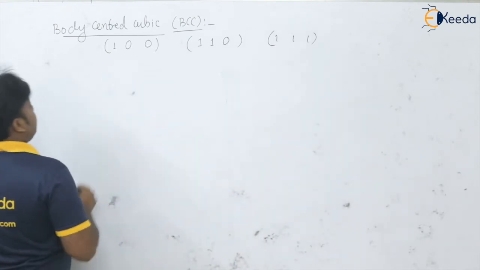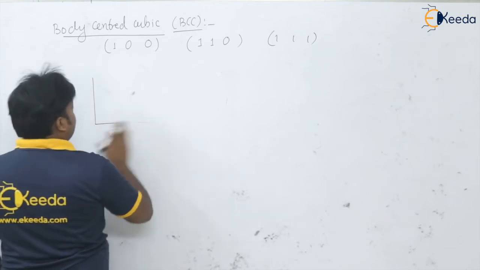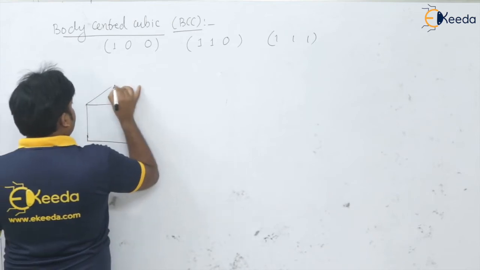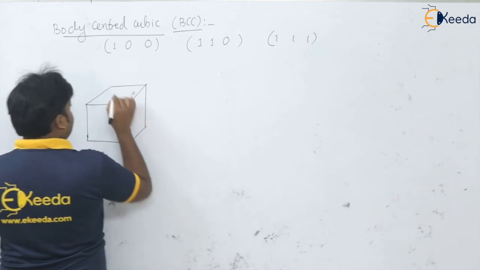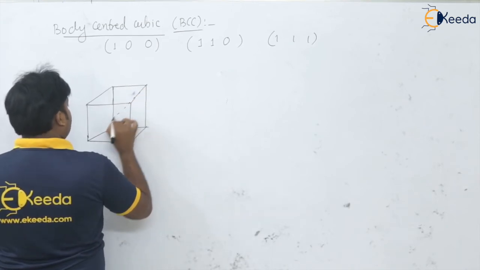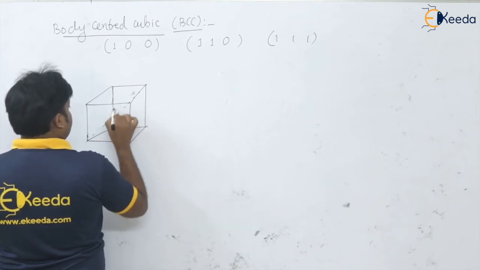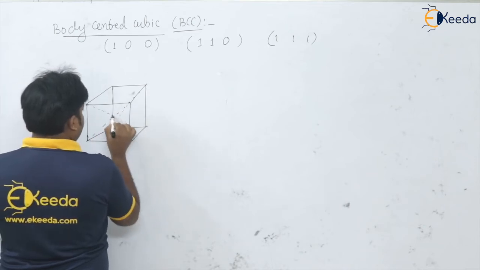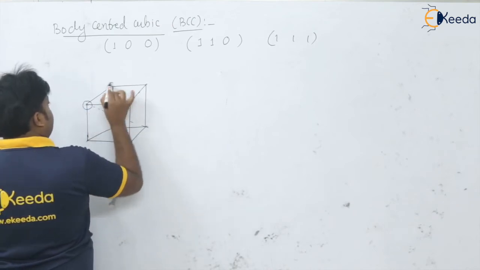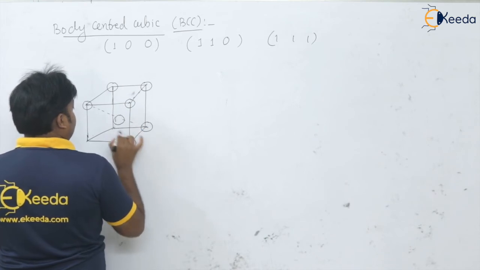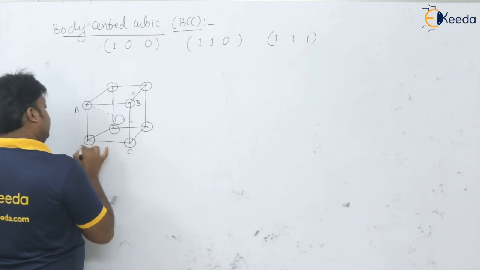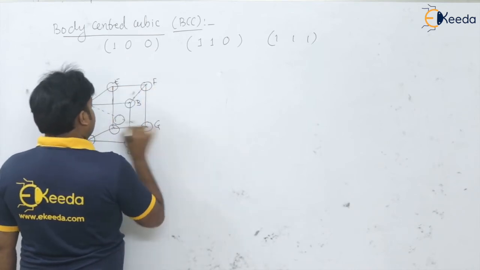Okay. So in BCC structure, there is one atom at the body center, isn't it? There is one body centered atom. Let us see it. But in which plane is it going to come? Let us see here. So if you join the diagonals, somewhere here it should come. And the 8 corner atoms, one body centered, right? So in BCC, this is A, B, C, D, E, F, G, H.